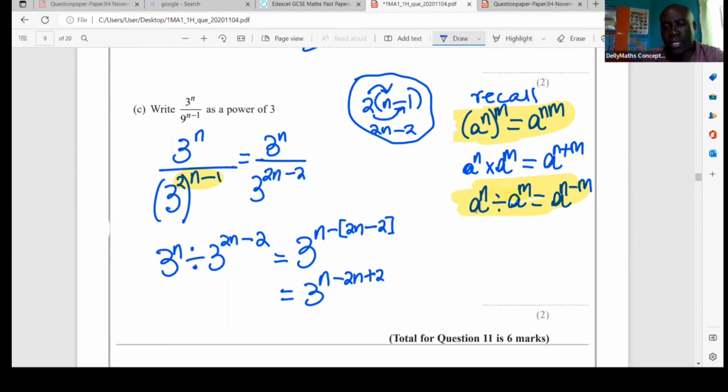We can see that we can simplify this. So in simplification, our final response will be 3 raised to the negative n plus 2. If not, we could have said 3 raised to the positive 2 and then a minus n.